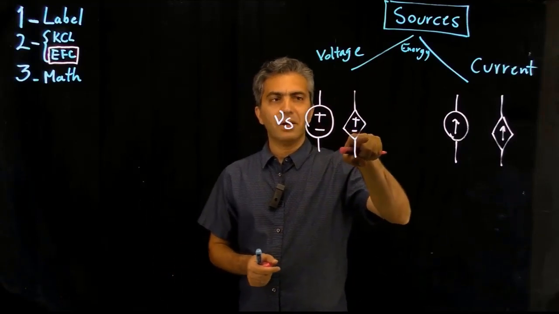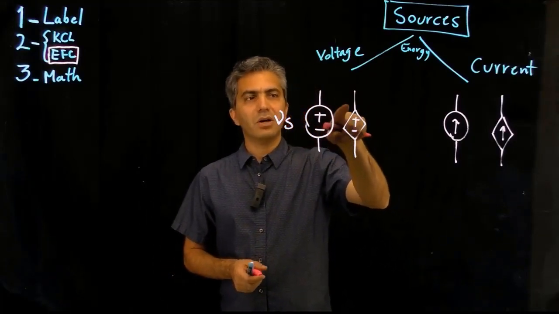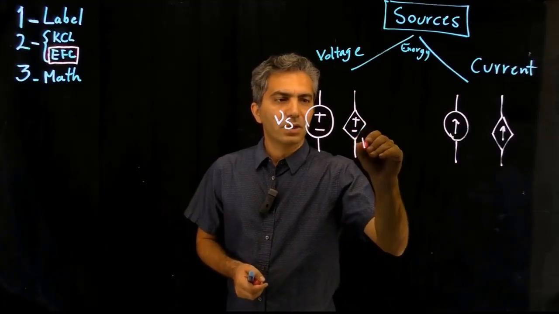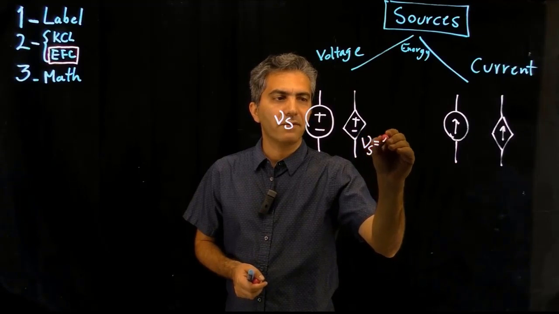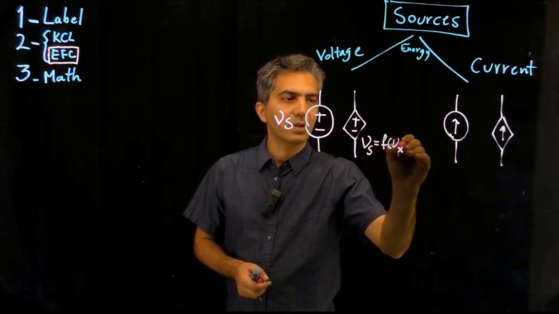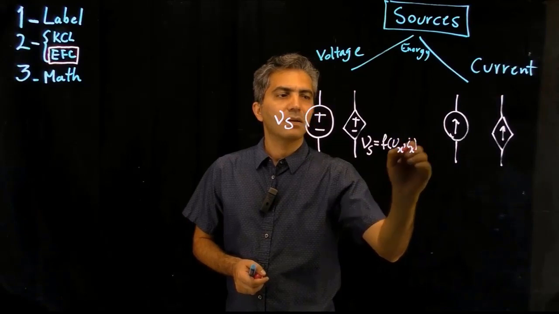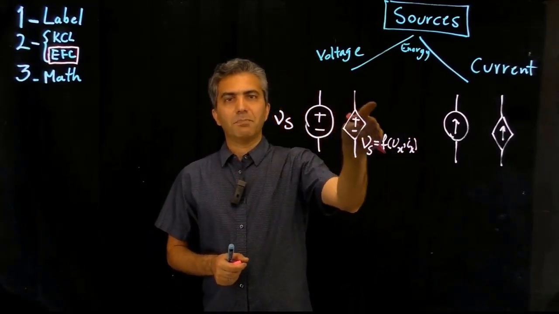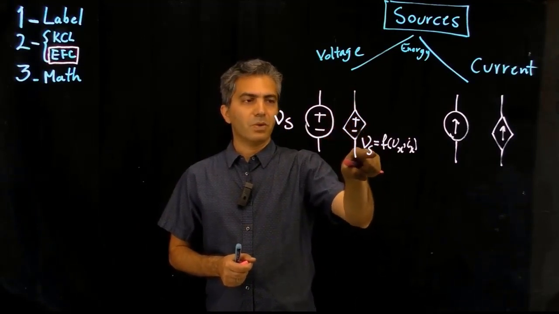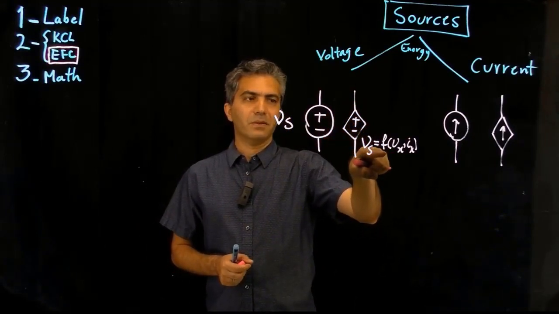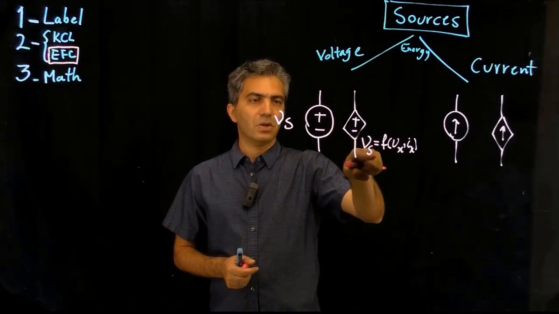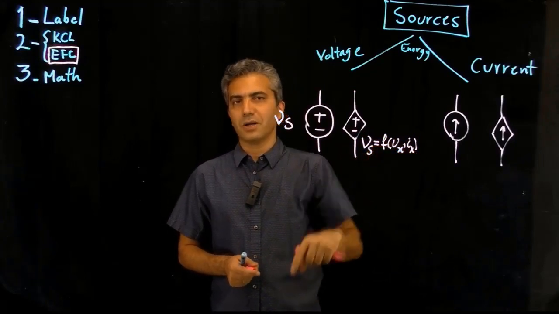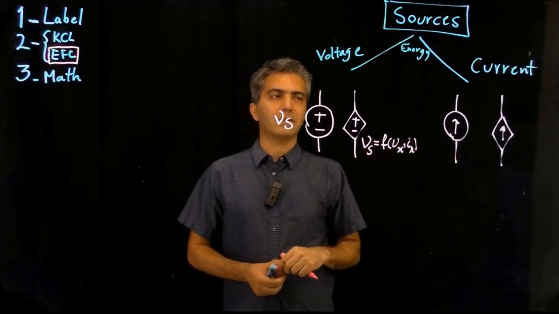Whereas in the other kind of source, which are generally called dependent voltage sources, the same voltage is actually a function of voltages and currents in the circuit. So these are dependent voltage sources, where the dependency comes from the fact that this voltage is not independent and rather is a function of voltages and currents that are in the circuit.